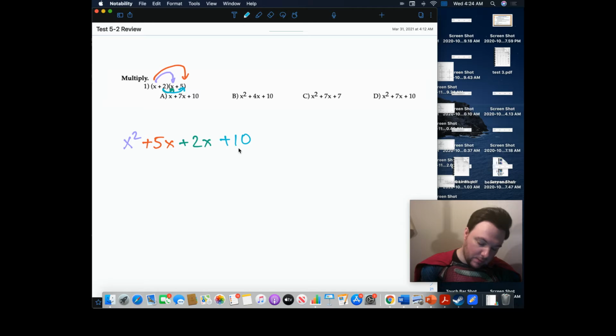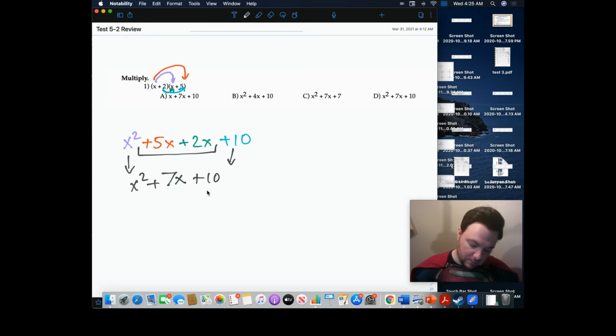Okay. Then we look at this and we say, hey, are there like terms? Well, you can definitely put 5x and 2x together, and that gives you 7x. Everything else you can just bring down. They're not like terms. And that's our answer. So the answer is D.